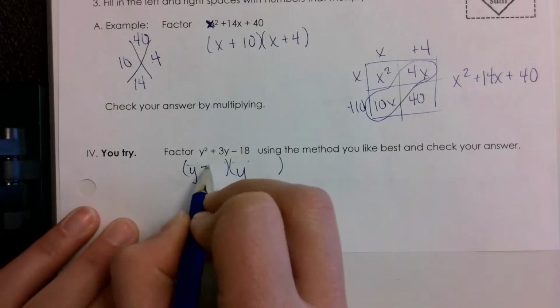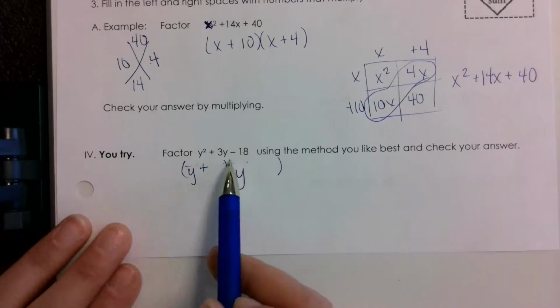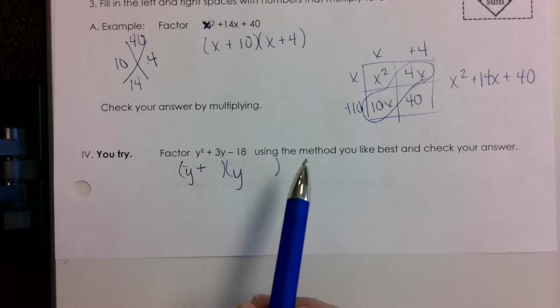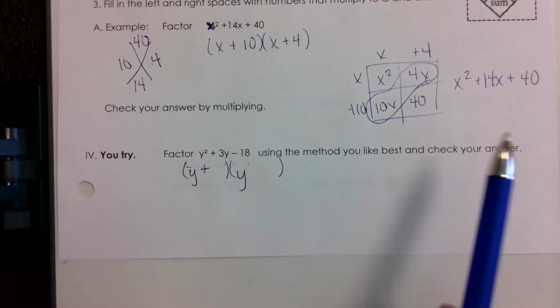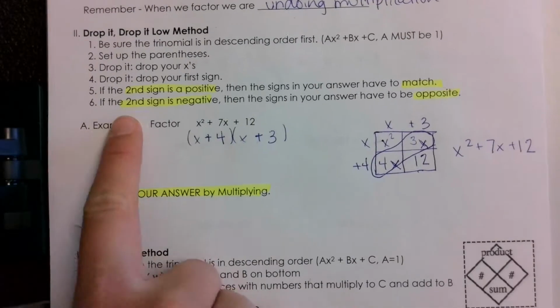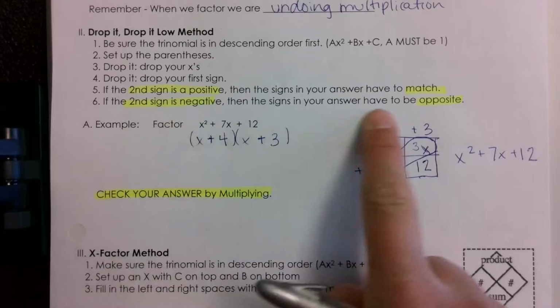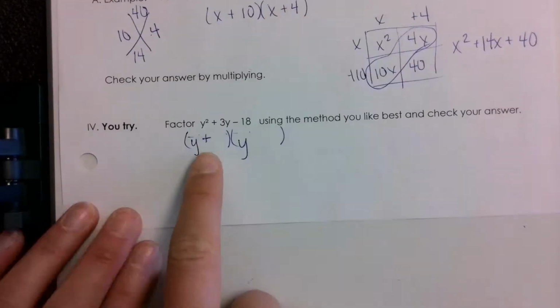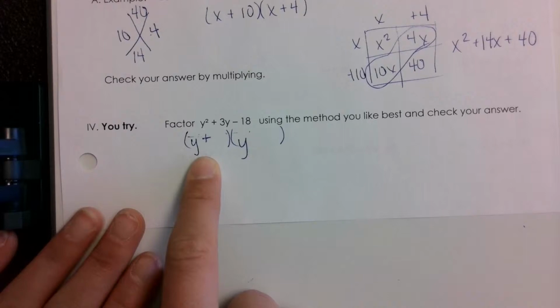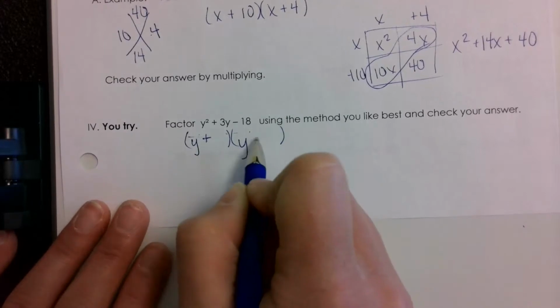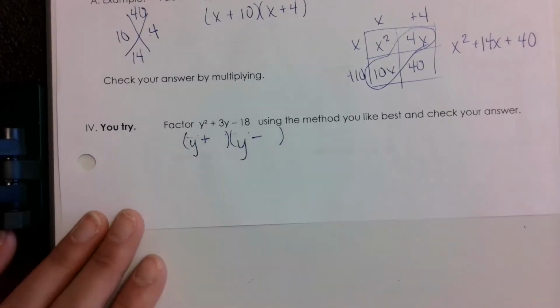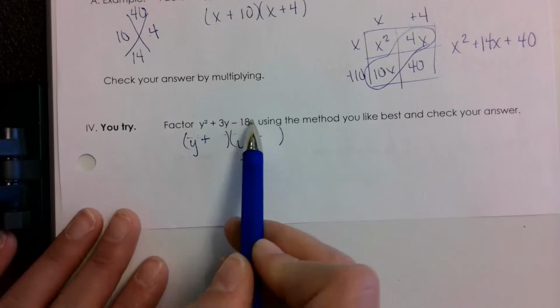The second sign is a minus. So it says if the second sign is negative, the signs in your answers have to be opposite. I'm reading that right up here. So if your second sign is negative, the signs in your answers have to be opposite. So if we already have a plus, what's the opposite? Subtraction. So the other one needs to be minus. Is that okay? So now we're looking for factors of 18 that subtract to be 3.